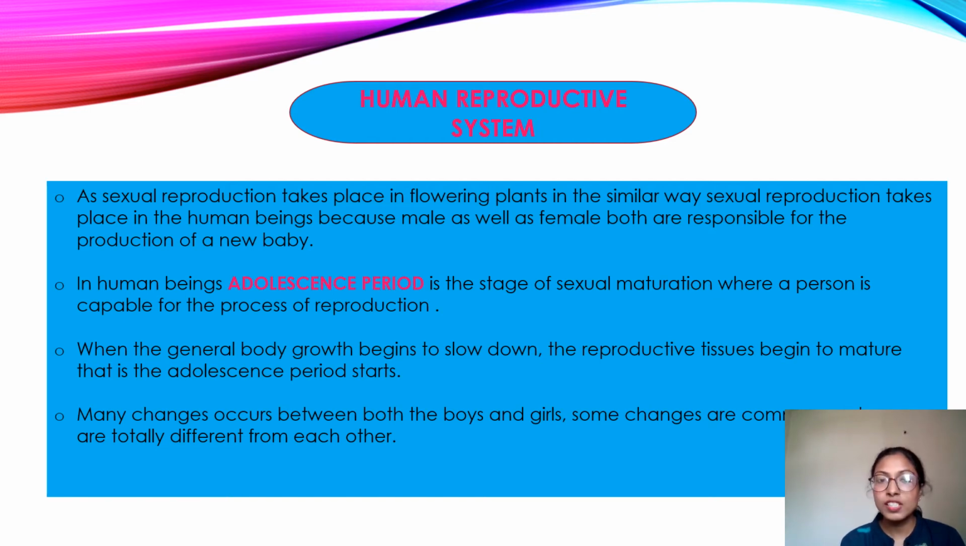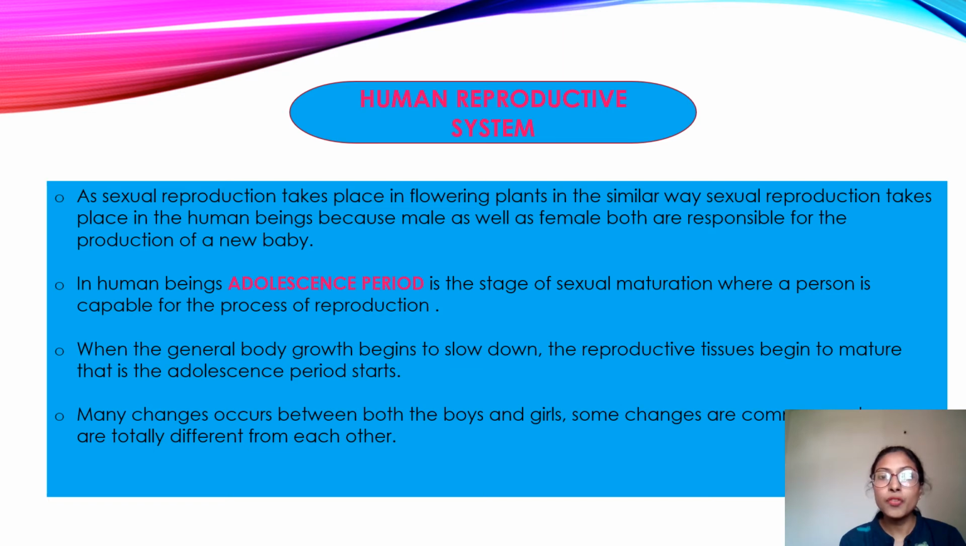So what is the adolescence period? Basically, it starts at the age of 11 or 12 and it continues till 18 or 19. During this adolescence period, a lot of changes occur. Some changes are common between the girls and the boys, and some are totally different. So during this adolescence period, the reproductive parts begin to mature, and as a result, a person is capable to reproduce.